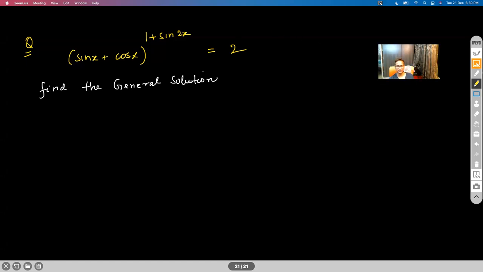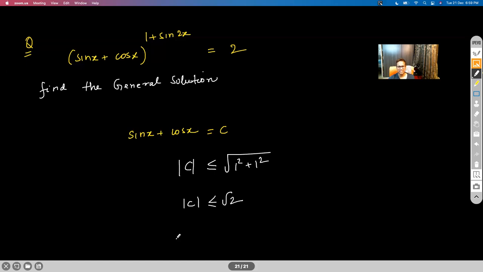Okay, let's discuss it. See, all of us know that sin x plus cos x is a value which is going to lie between... let's call this C. Now we all know that the C value is something which is between negative and positive under root of a square plus b square, right? Which means mod C is less than or equal to root 2. In short, your C has to be between negative root 2 to root 2. So sin x plus cos x will lie between negative root 2 and root 2. Right? Agreed, everybody?